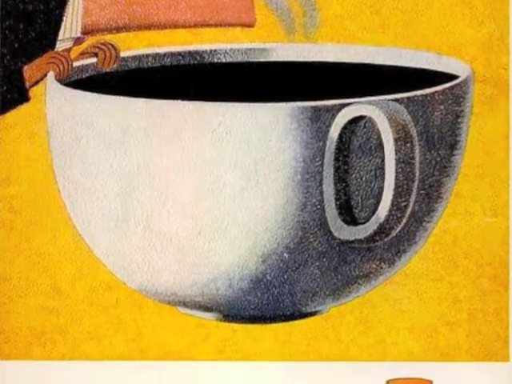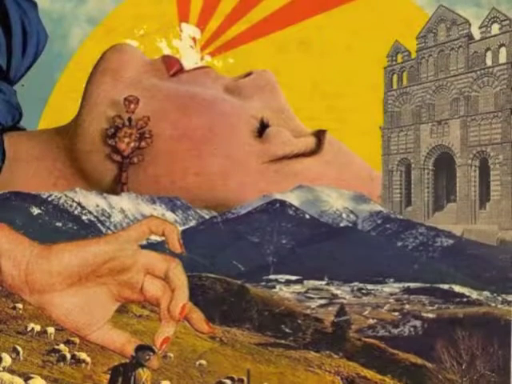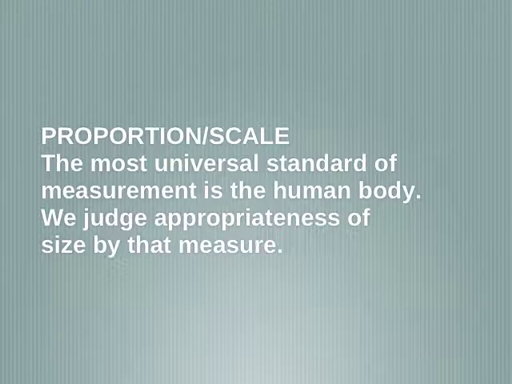Proportion and scale. Proportion and scale refer to the relative size and scale of the various elements in a design, the relationship between the objects or parts of a whole. Our most universal standard of measurement is the human body. We judge the appropriate size of objects by that measure.